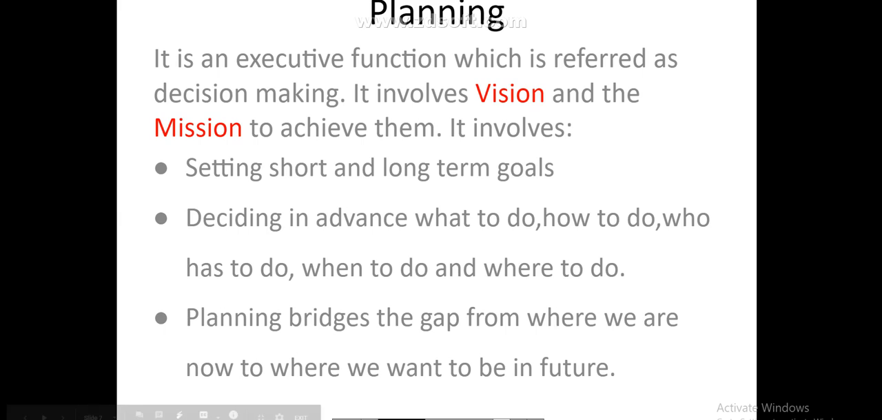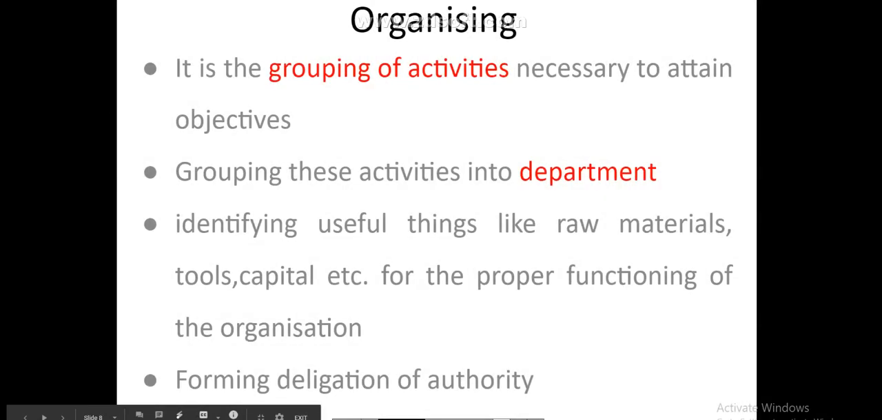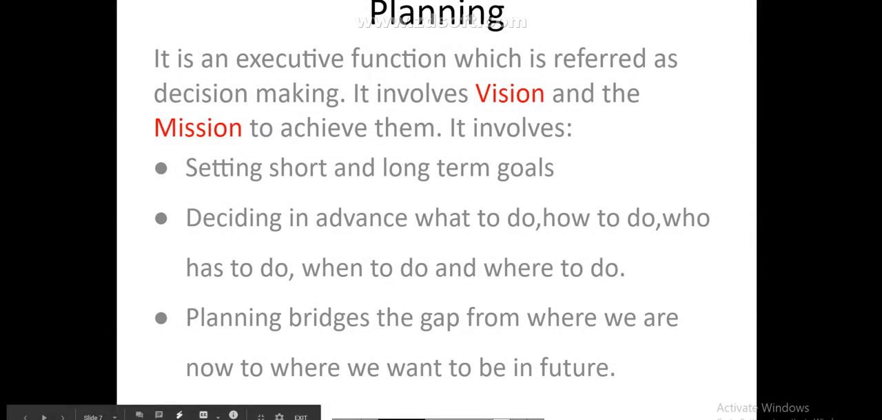And mainly it involves, let me use this pointer. It involves deciding in advance what to do, how to do, who has to do, when to do and where to do. After that we have to identify a person who will do this particular task, at what time he has to do it, and where he has to perform it. All those things are carried out in planning.